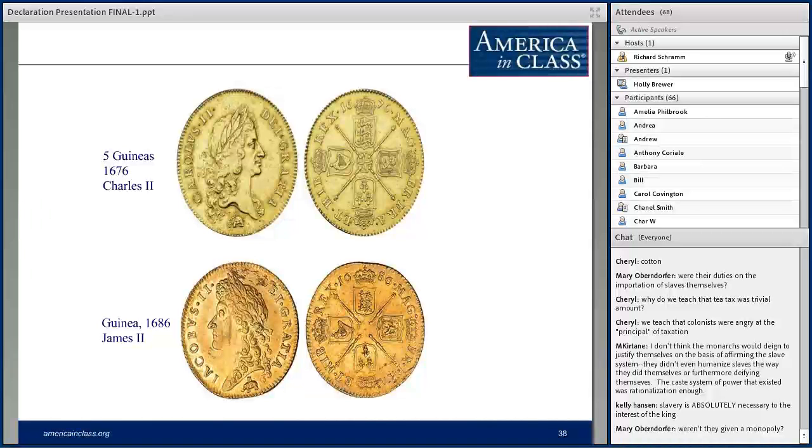We have a question here, Holly. Mary writes, was the Royal African Company given a monopoly on the slave trade? They were given a monopoly, and in fact, Charles II owned the forts off the African coast personally. The castles, I'm going to show you a picture in just a minute.